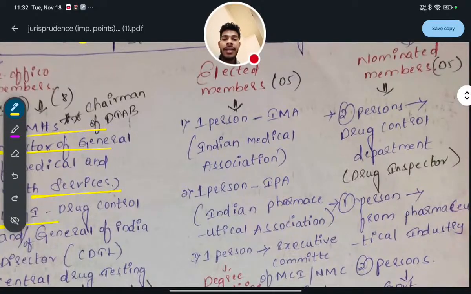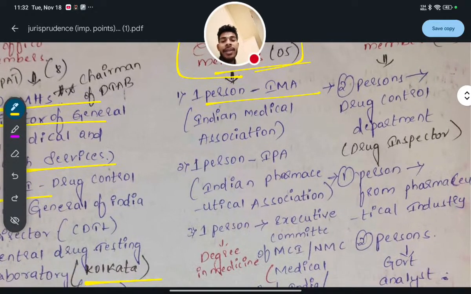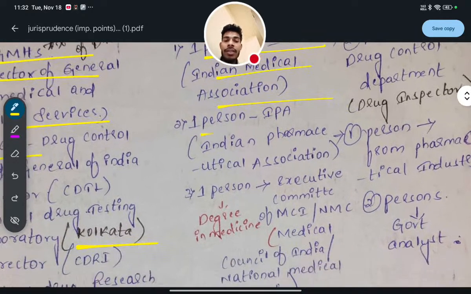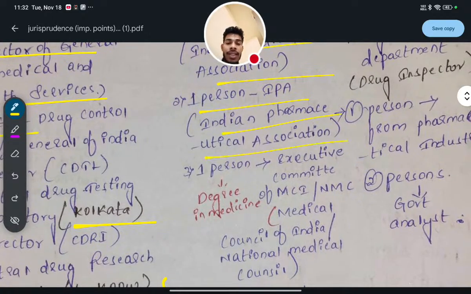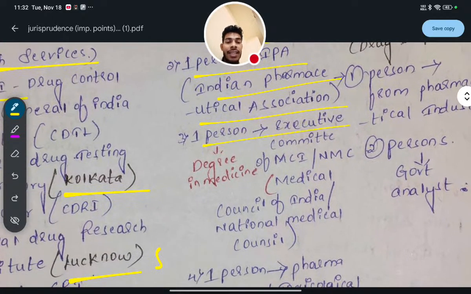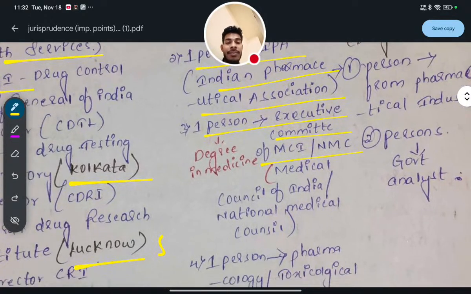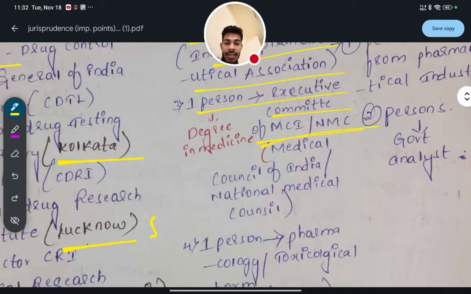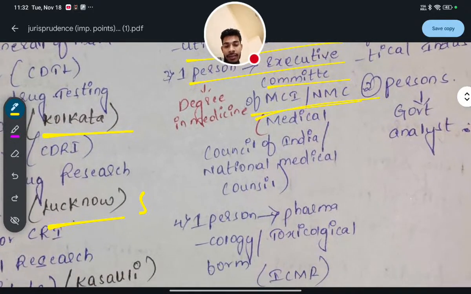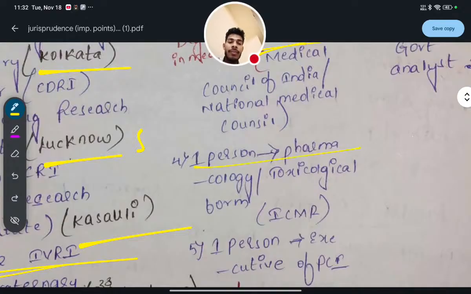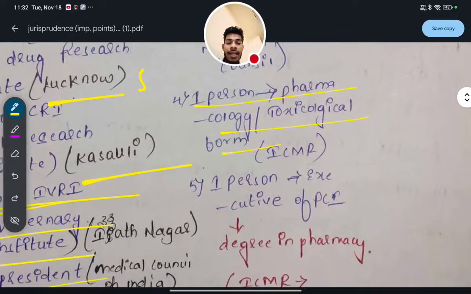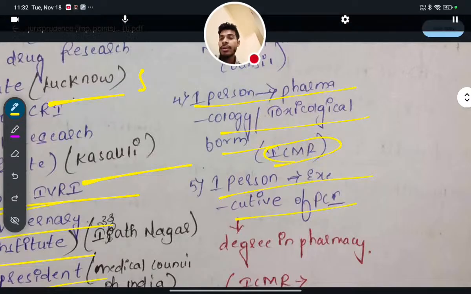After that, you will see 5 elected members. So who are the 5 elected members? One person from IMA, Indian Medical Association, one person from IPA, Indian Pharmaceutical Association, one person from the Executive Committee of MCI, the Medical Council of India, or NMC, National Medical Commission. Next, the fourth person is from pharmacology and toxicology, ICMR, and one person from the executive of PCI, Pharmacy Council of India.